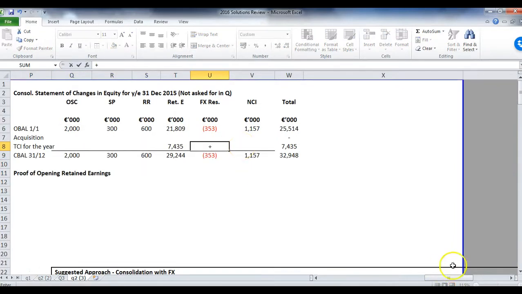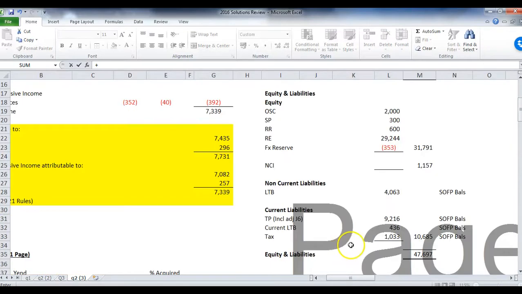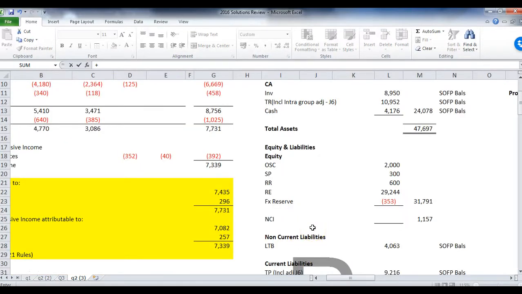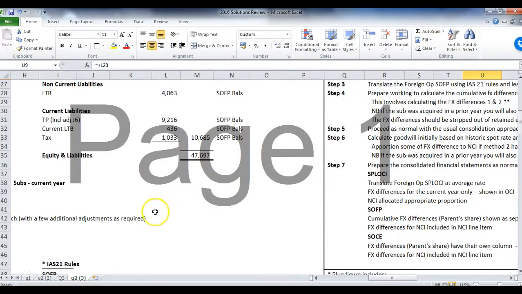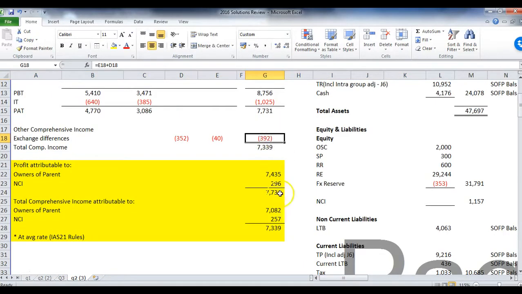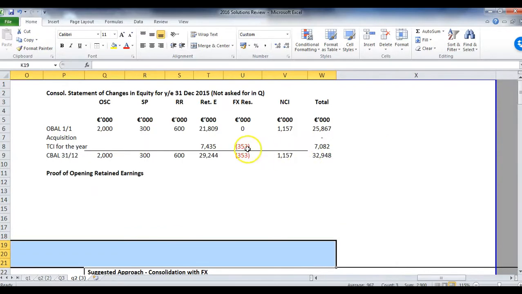The FX reserve movement is the FX reserve that went to the parent only. So the portion that goes to the NCI is subsumed within the NCI. So the difference here between this and this is 353. Of the 392 full adjustment, 10%, or 39, would have gone to the NCI. Hence that's the difference between 257 and 296, 39. And the difference between the 7082 and the 743 is the 353. So that is the balance that we're looking for that goes to the FX reserve, the 90% of it.